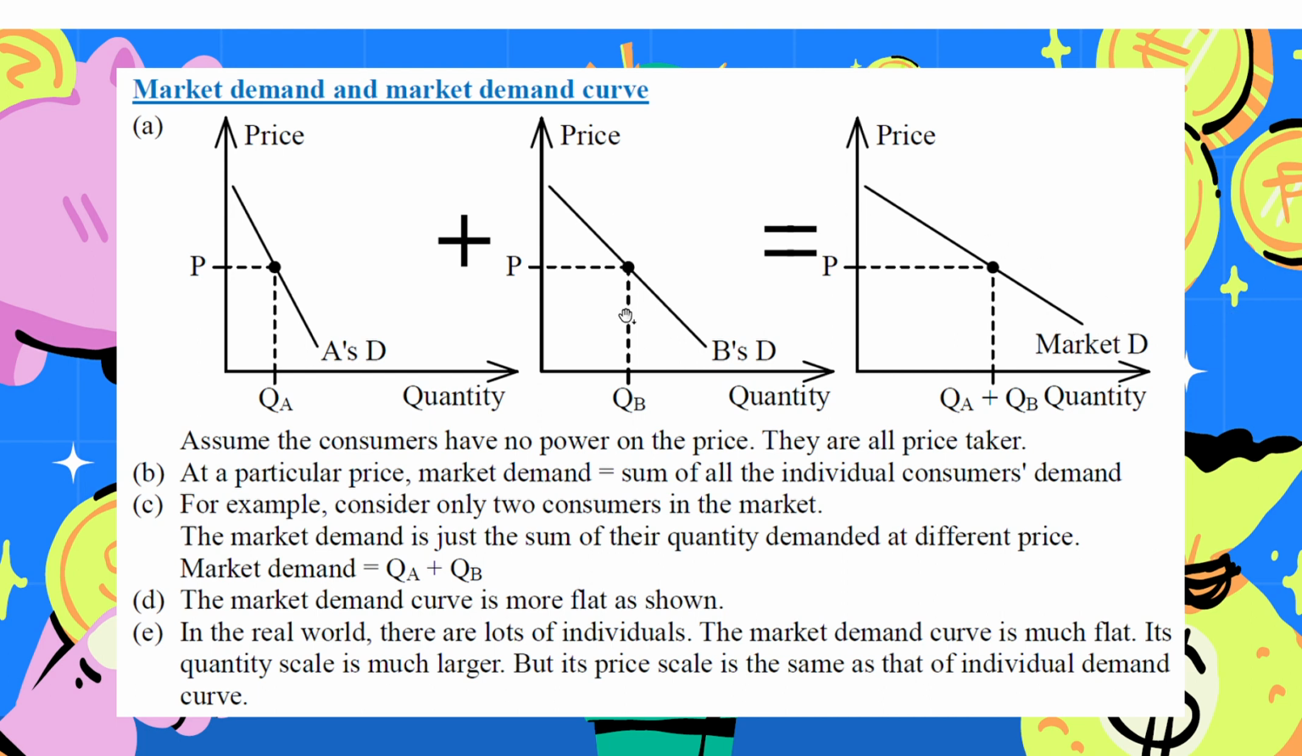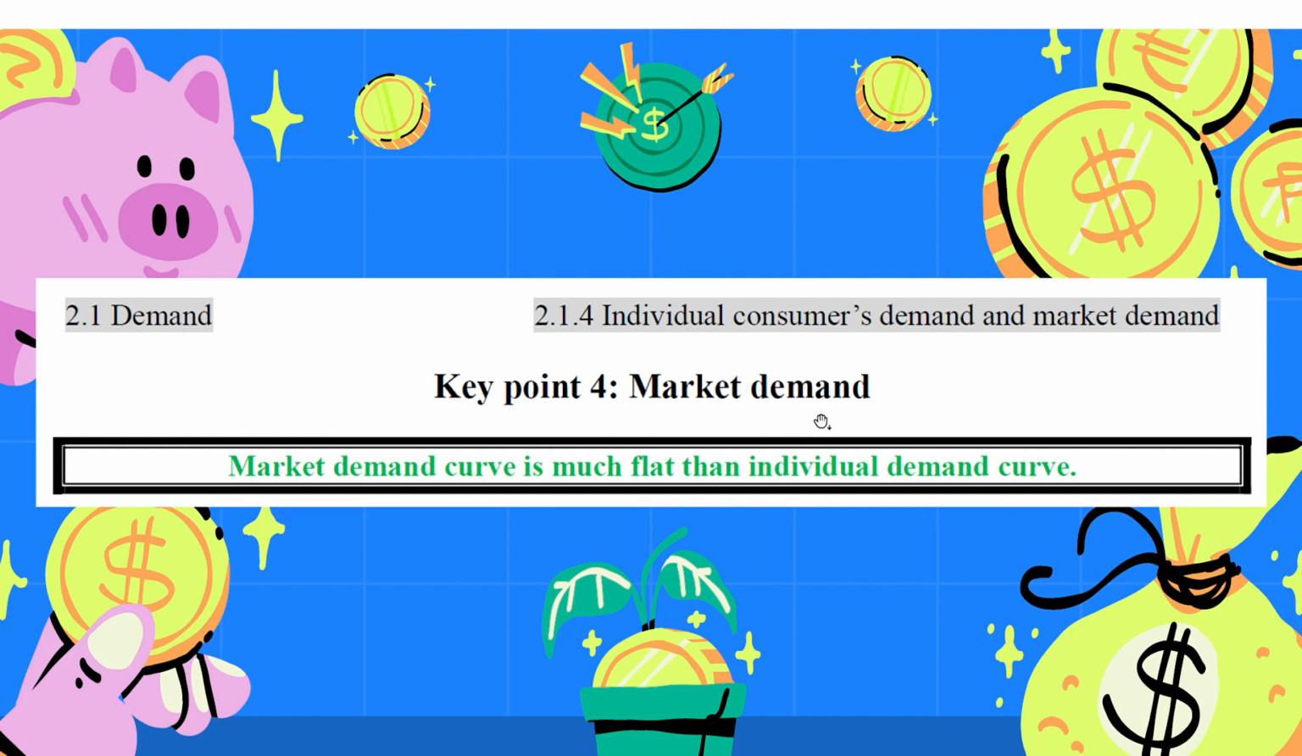Or on the contrary, we can make it look similar in shape by changing the unit of quantity. For the market demand, maybe make it thousands of units or million units, then the curve will look much more similar, but with the same unit of quantity and price. The market demand curve is much flatter than the individual demand curve.